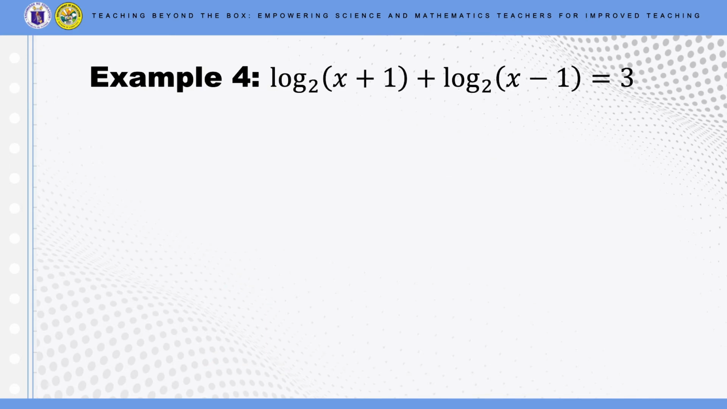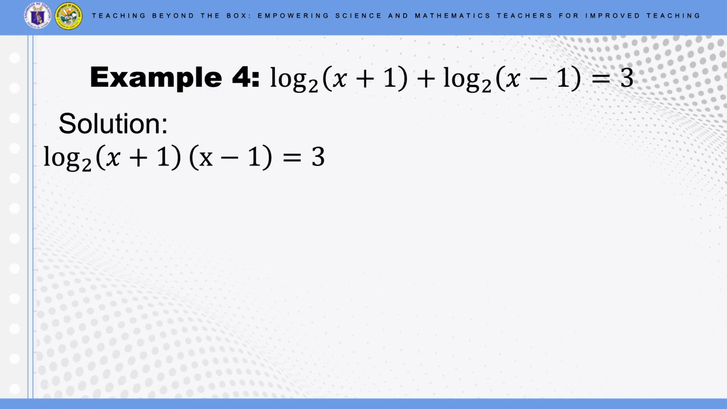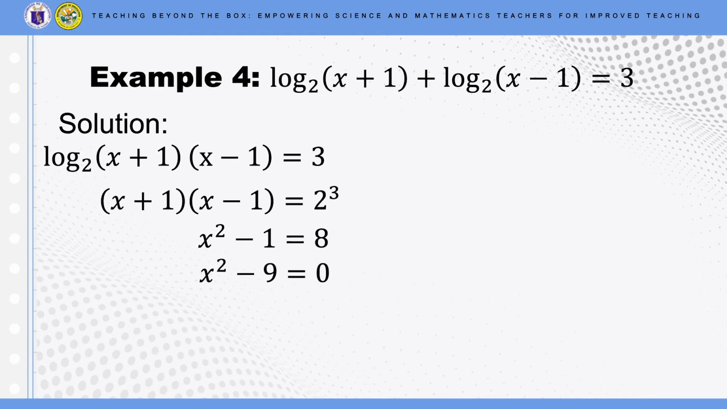Example number 4. The logarithm of the quantity x plus 1 base 2 plus the logarithm of the quantity x minus 1 base 2 equals 3. Solution: applying the product rule of logarithm, we have logarithm of the quantity x plus 1 times the quantity x minus 1 base 2 equals 3. Transforming logarithm to exponential form, we have the quantity x plus 1 times the quantity x minus 1 equals 2 raised to 3. Simplifying, we have x squared minus 1 equals 8.